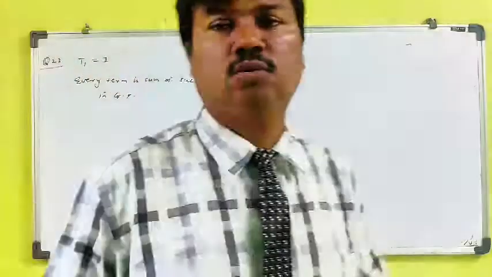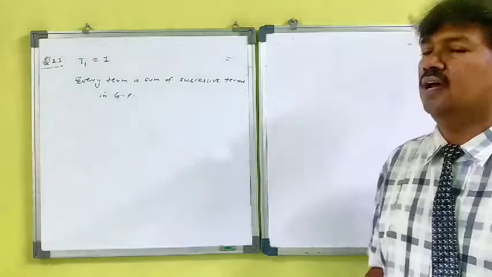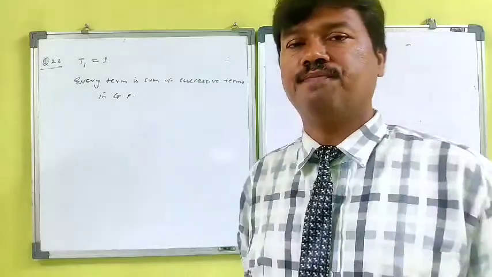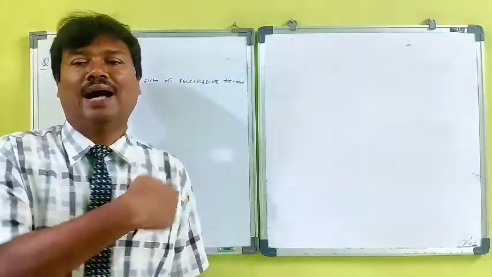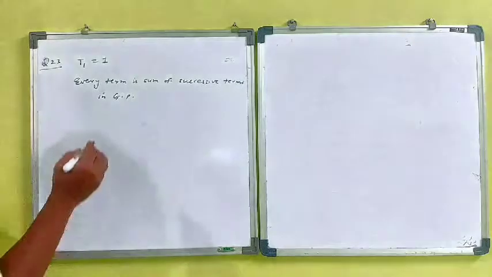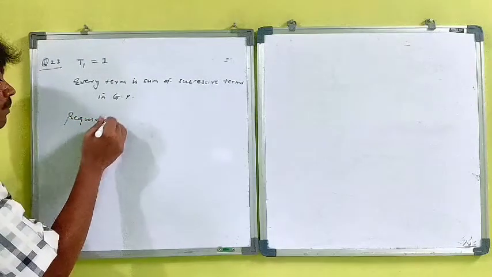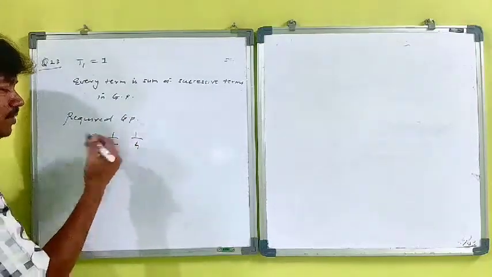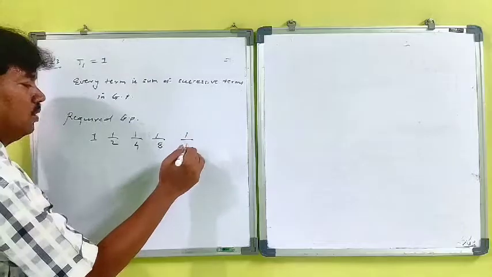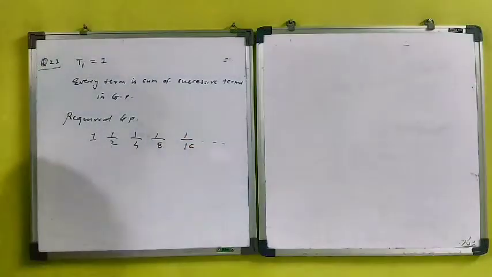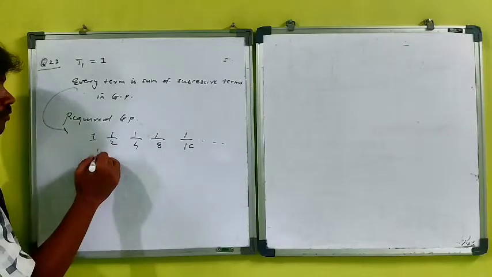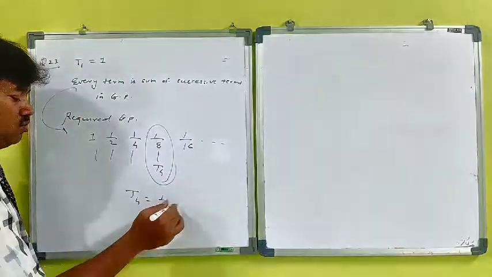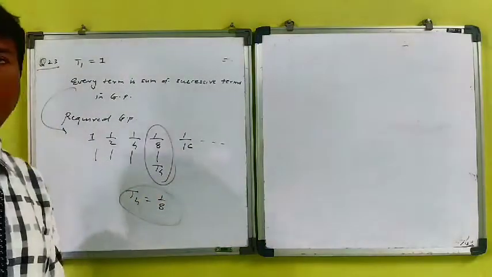Yes, so the next question, question number 23, what is mentioned there? The first term of GP is 1 and each next term is half of the preceding term. That is very simple. The required GP becomes: 1, then next will be half of this, next will be half of this, next will be half of this, and so on. Because that is the meaning of this question here. Therefore, first, second, third, fourth. So T4 here, the answer is T4 is equal to 1 upon 8. That's the answer.